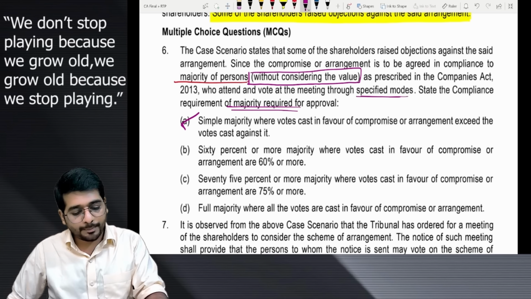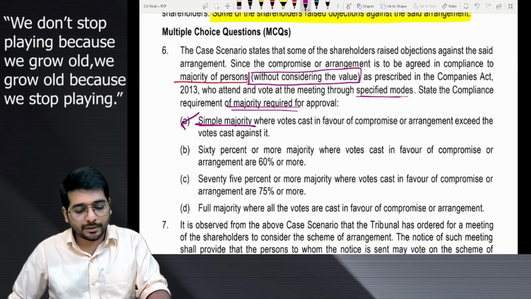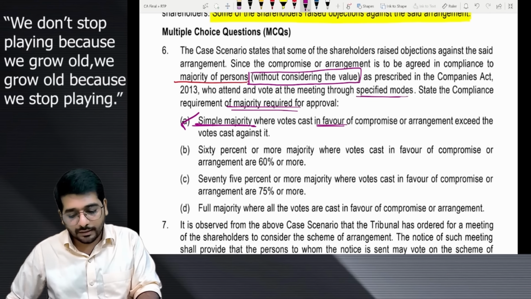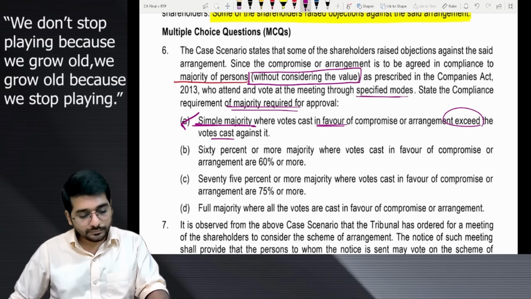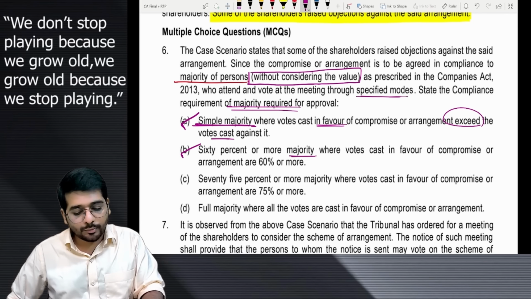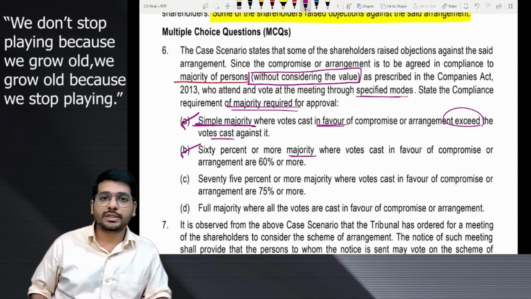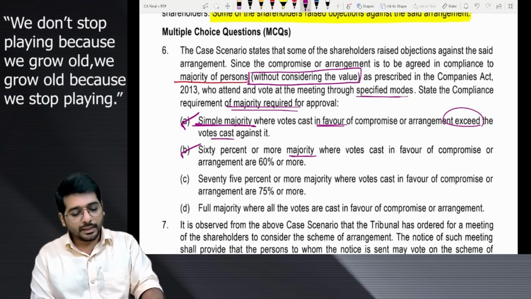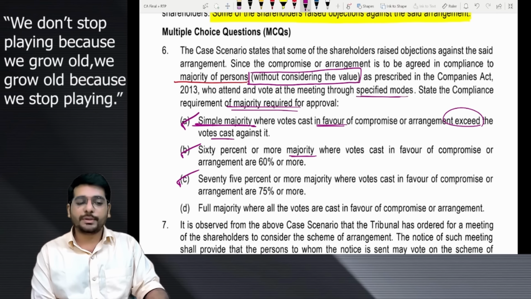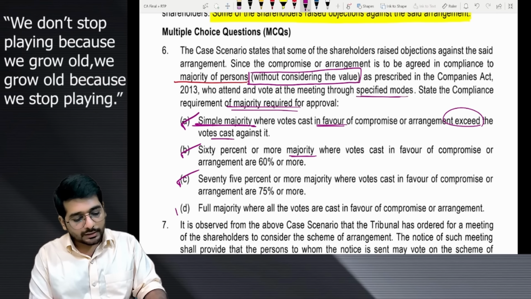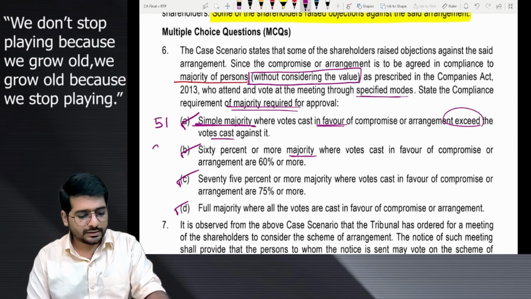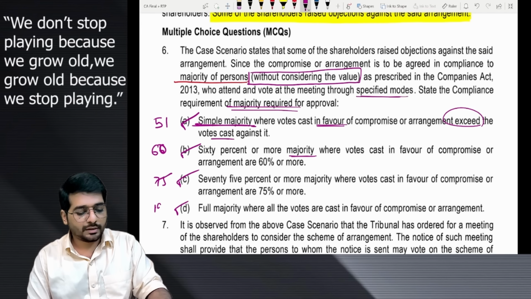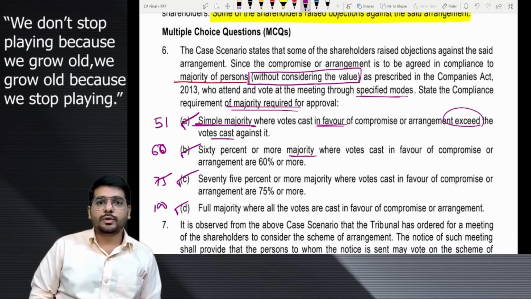First, a simple majority, where votes in favor are more than the votes not in favor. Second, 60% or more majority, where the votes in favor are 60% or more. Third, 75% majority, and next, full majority. Okay, so this is 51, 60, 75, 100%. What would be the correct answer?